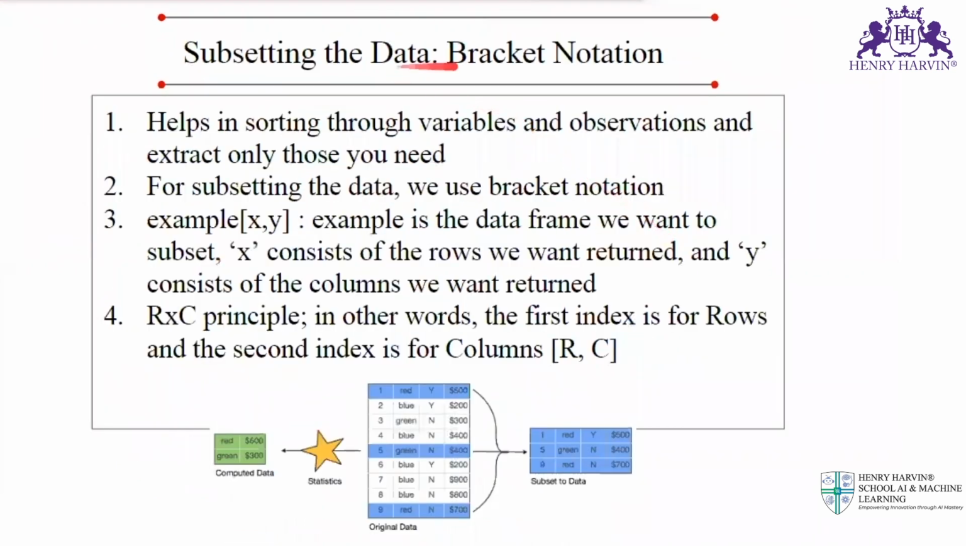So let's start with bracket notation first. Bracket notation helps in sorting our variables and observations and extracting only those which are needed. For subsetting the data, we use square bracket notation as you can see in the example, and it follows the RC principle, that is the row into column principle, where X consists of the rows from the data and Y will consist of all the columns of the data.